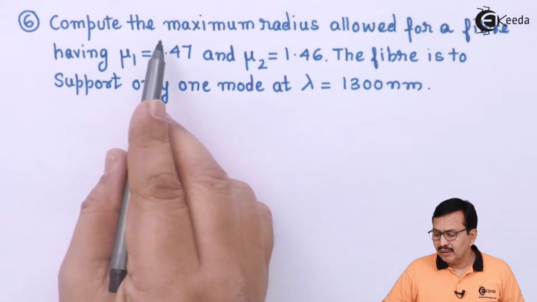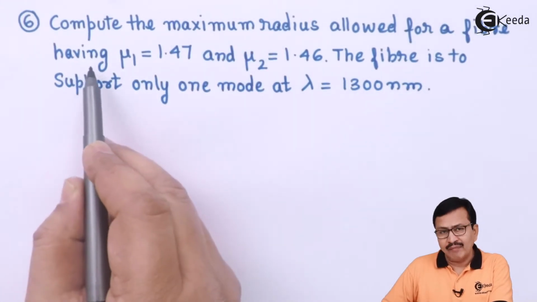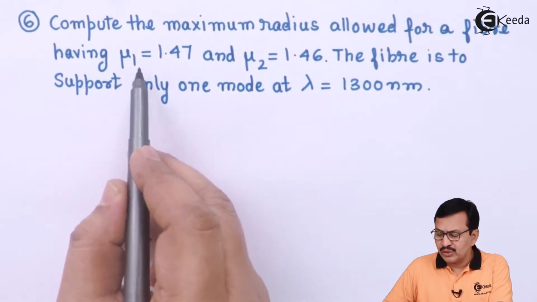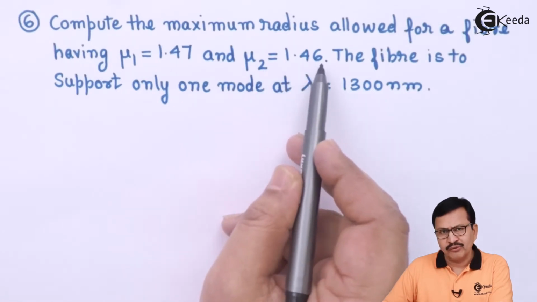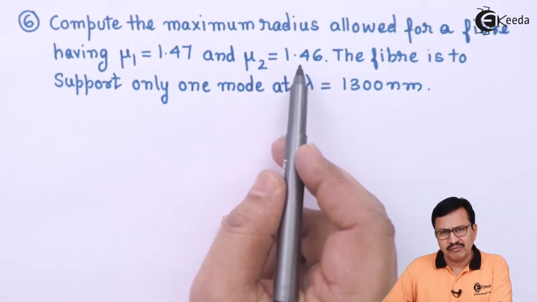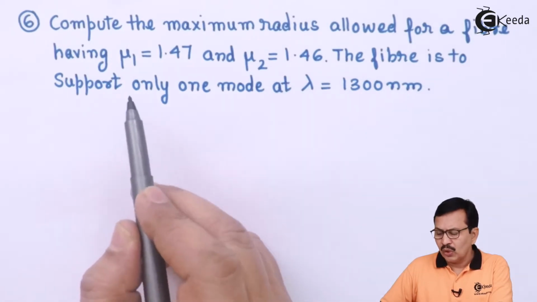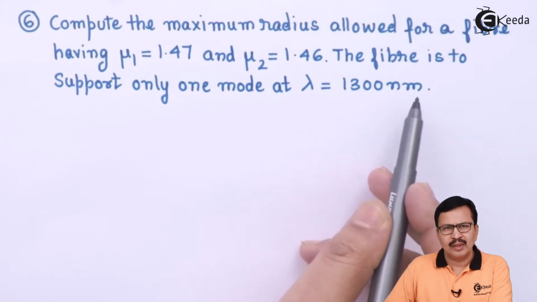Compute the maximum radius allowed for a fiber having mu1, the refractive index of the core, equal to 1.47 and mu2 equal to 1.46, wherein mu2 is the refractive index of the cladding. The fiber is to support only one mode at lambda equal to 1300 nanometer.